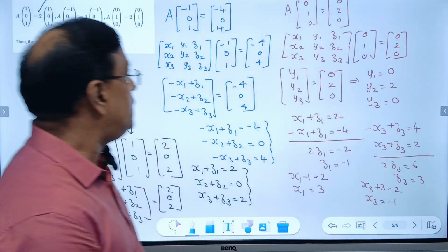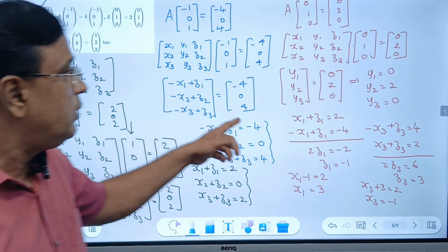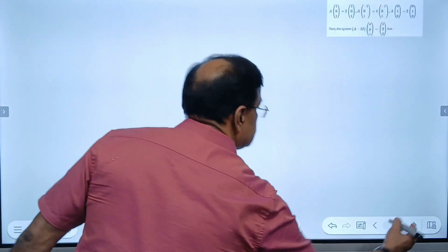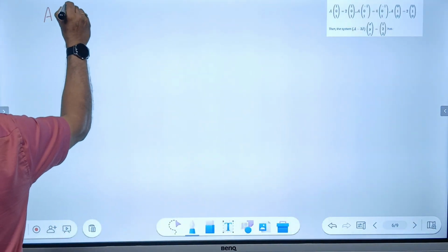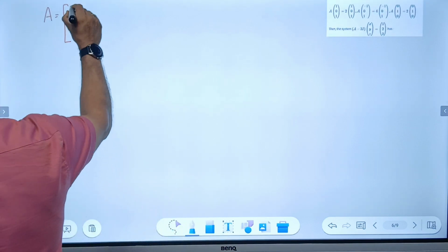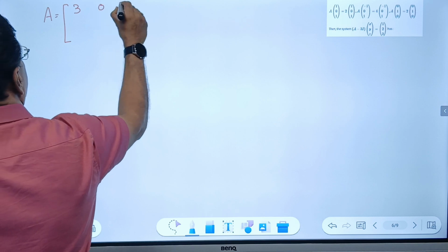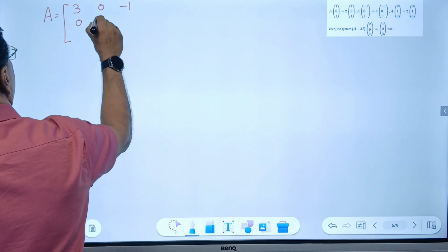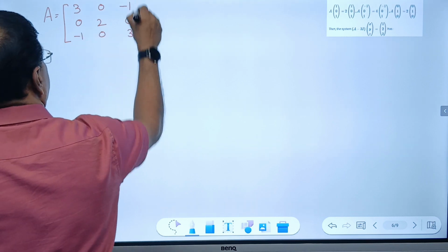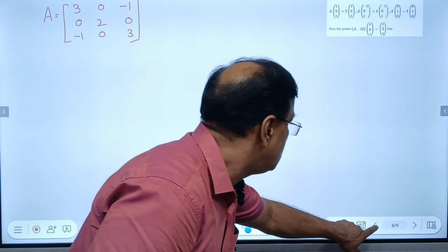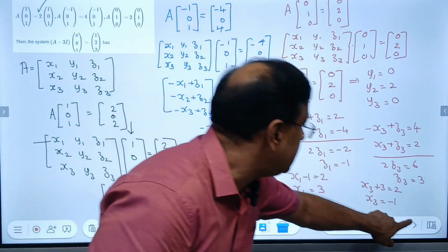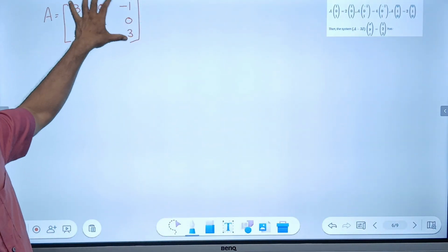Okay. Now that I've got all the values of x1, y1, z1, x2, y2, z2, x3, y3, z3, I get the matrix A. So what is my matrix A? It will be x1, y1, z1, x2, y2, z2, x3, y3, z3. This is my matrix. So we'll just check it. See, x1 is 3, y1 is 0, and z1 is minus 1. That is what I got here. So similarly, you can cross check.